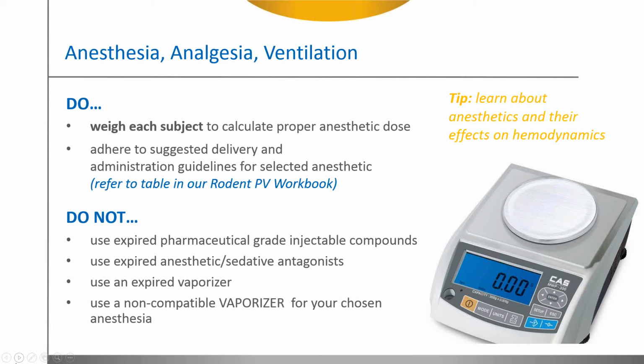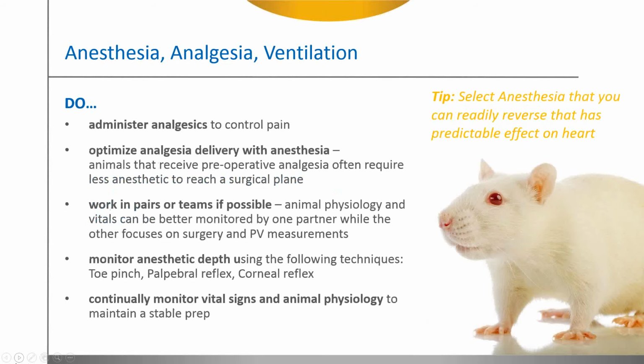In this section, please do not use expired pharmaceutical grade injectables. Do not use expired anesthesia and sedative antagonists. And also please do not use expired vaporizers or non-compatible vaporizers. So moving along, what to do? Please administer analgesia to control pain in PV work. Analgesia helps to reach a surgical plane of anesthesia faster.